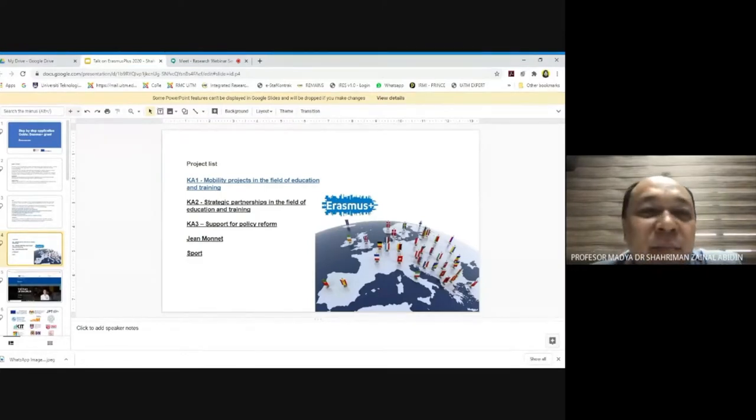The other project list is KA3. KA3 is a support for policy reform. I haven't applied this, so I haven't got any detail on this. This is more on developing a policy for a certain project, but I haven't got any detail on that.